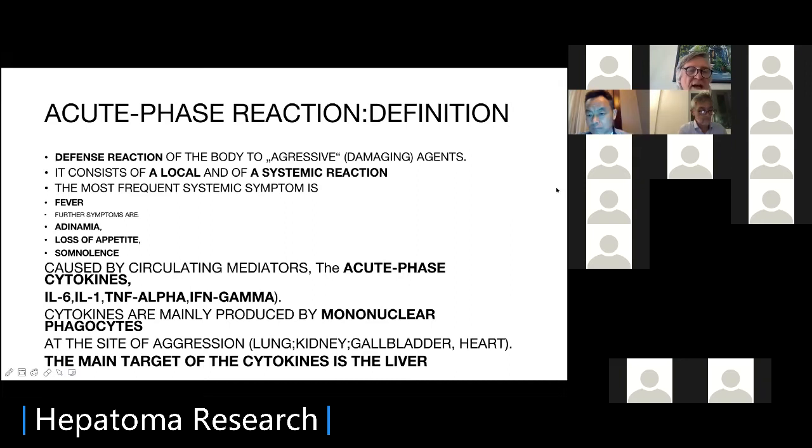So cytokines are mainly produced by mononuclear phagocytes, as you know, at the site of aggression. This can be, of course, the lung, the kidney, the gallbladder, the heart, in every organ where tissue damage is going on. The main target of these acute phase cytokines is the liver.